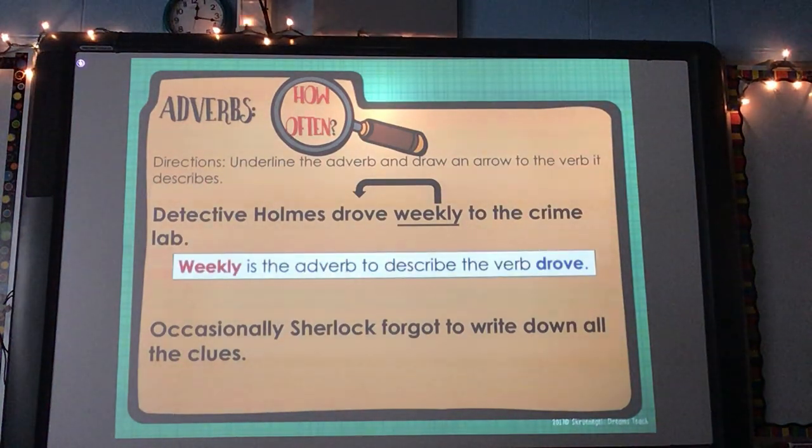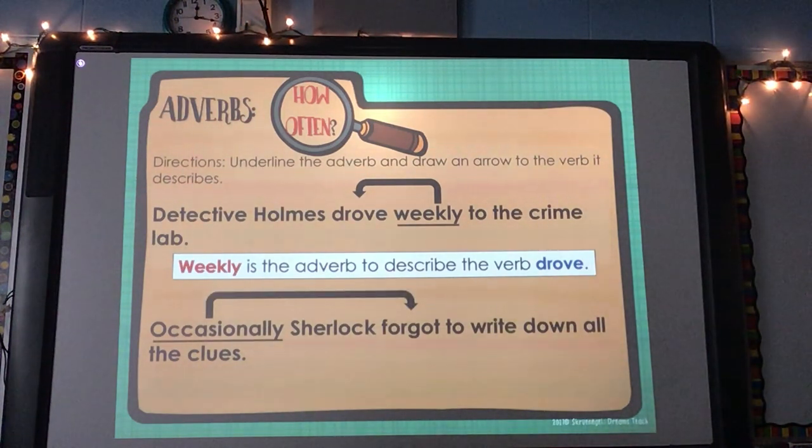Occasionally, Sherlock forgot to write down all the clues. What is my verb, everybody? Right. And how did they write down? Or how often, I should say. Occasionally. So there is one where our adverb was not right next to our verb. Okay? I think all of our other examples so far, it was right next to it.